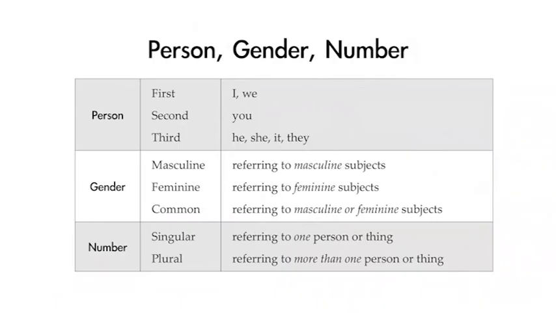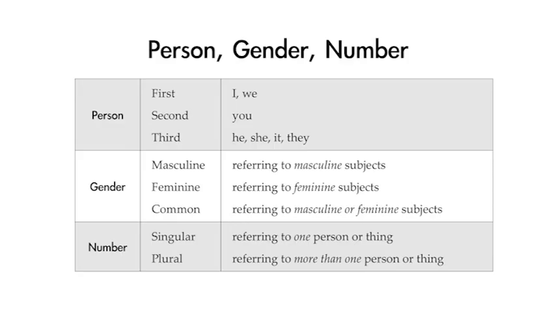You're also going to learn that Hebrew verbs have person, gender, and number, much like the personal pronouns that we studied in the noun chapter. In Hebrew, a verb can have person that will be either first, second, or third. First person is I or we in English. Second person is you. And third person is he, she, it, or they. This is something that you should already know from your study of English. With regard to gender, verbs can be masculine, referring to masculine subjects, feminine, referring to feminine subjects, or common, referring to masculine or feminine subjects.